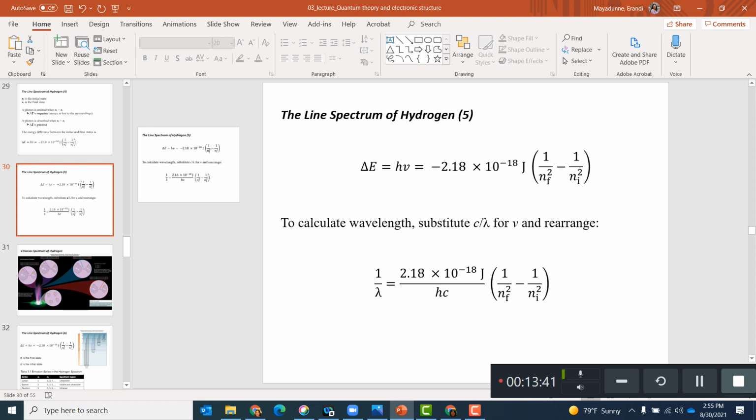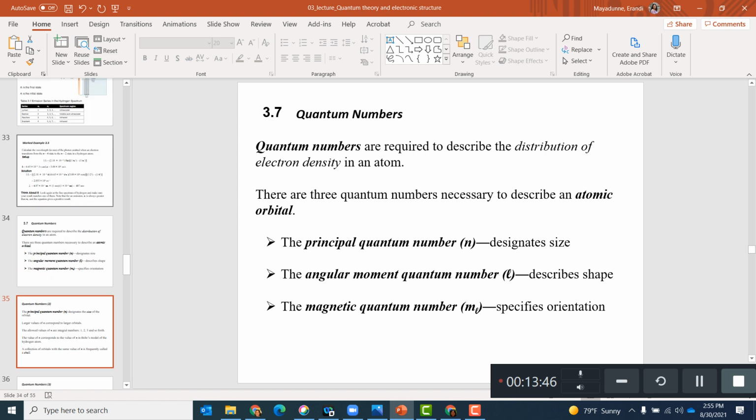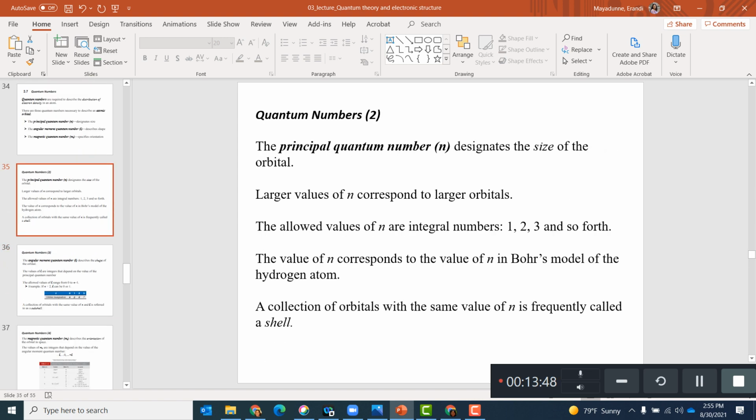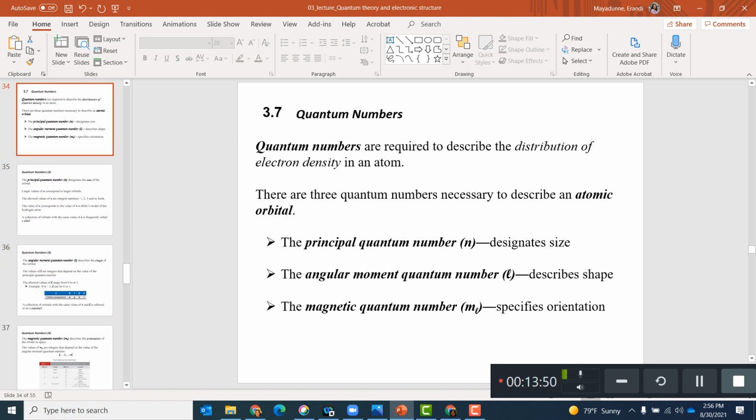So this is how you use the Rydberg equation to find the energy between two transitions. I'm going to stop this part from here and I'll come back to the quantum numbers.